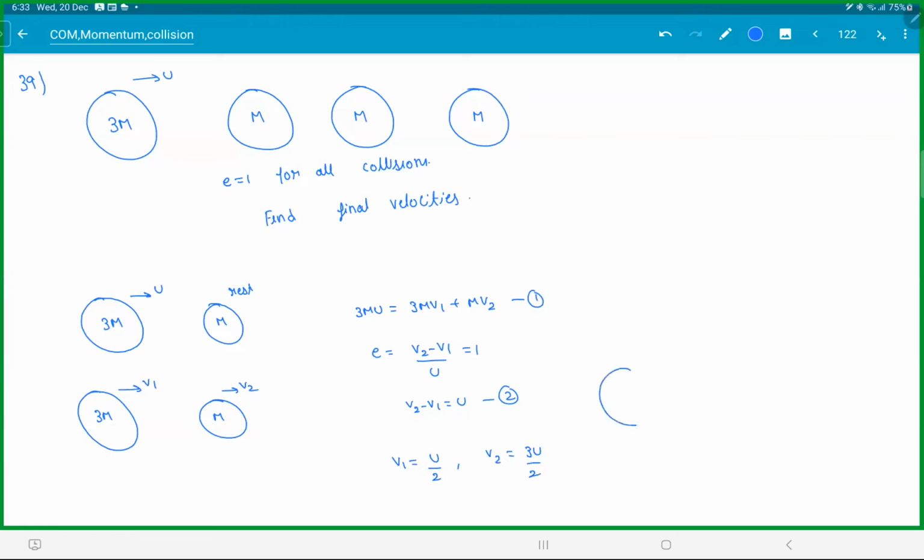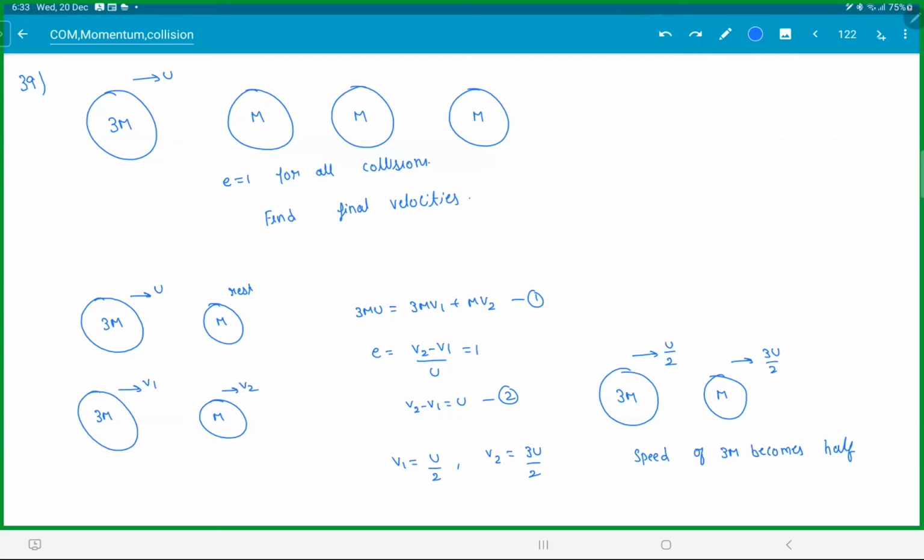Let's try to understand this. The meaning of this is, after every collision, the speed of 3m becomes half. The speed of m becomes 3u by 2. Try to remember it that way. So whenever 3m collides with m at rest, the speed becomes half. Now, u is a variable, right? In place of u, if I keep u by 2, then in the end it becomes u by 4. Whatever was the initial velocity, it becomes half of that. That is the meaning of it. Once you understand that, there's no need to solve multiple times.